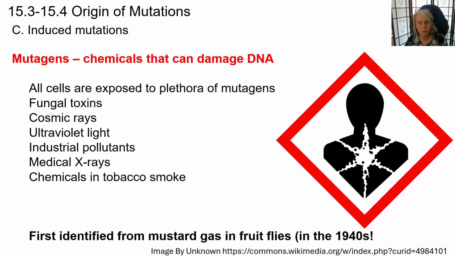We're always exposed to a plethora, which means a lot, of different kinds of mutagens. I think the most common one that you're exposed to that you don't think about is ultraviolet light. That's coming from the sun. The first mutagens were actually identified in mustard gas in fruit flies in the 1940s. I want you to think about that: it hasn't been 100 years since we've known that we can damage ourselves with chemicals on a fundamental code level.